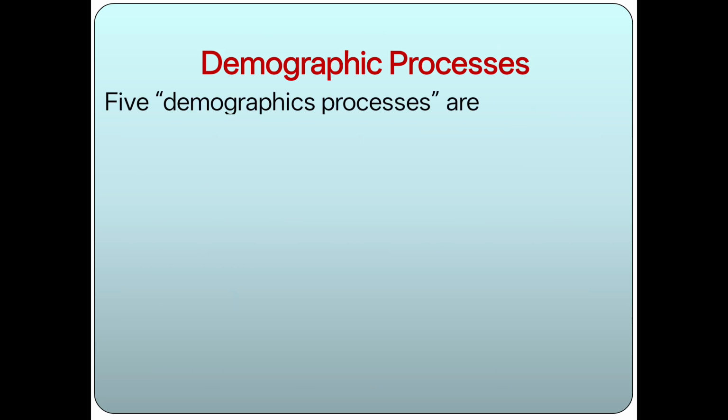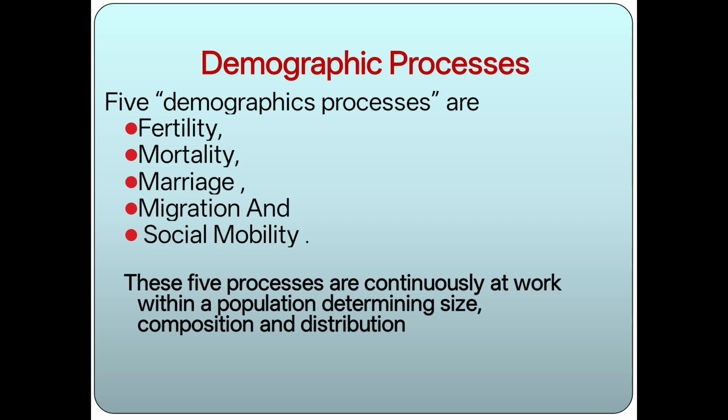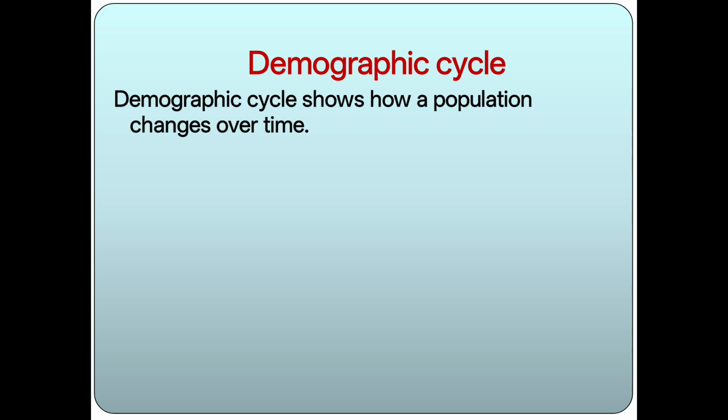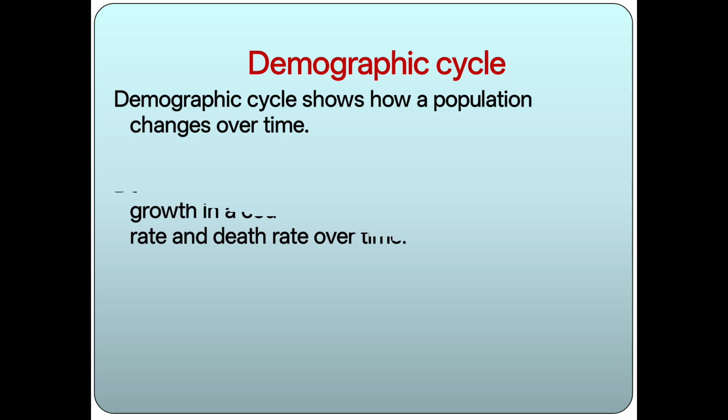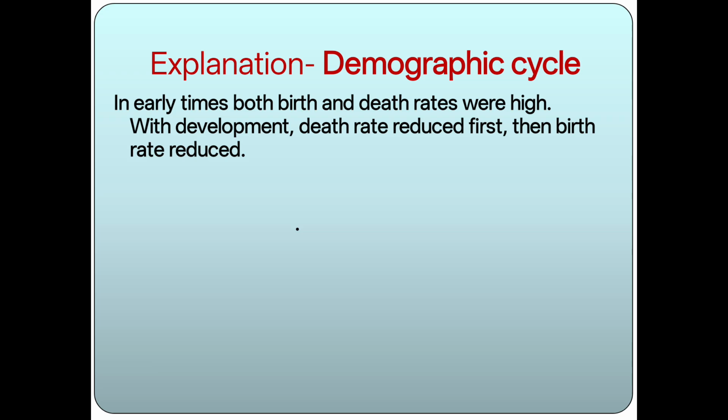Demographic processes. Five demographic processes are there, that are fertility, mortality, marriage, migration and social mobility. These five processes are continuously at work within a population determining size, composition and distribution. Fine, let us move on to the demographic cycle. The demographic cycle shows how population changes over time. It is a pattern of population growth in a country shown by changes in birth rate and death rate over time. Let us have a very simple explanation of this cycle.